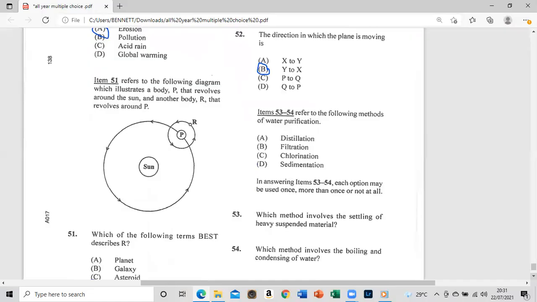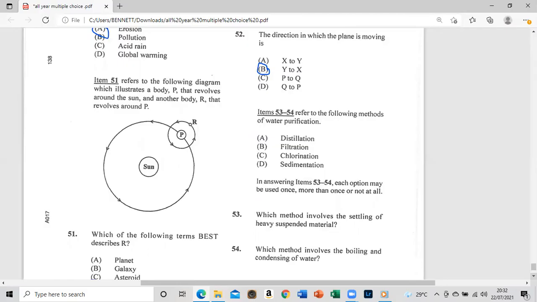So let's go on to 53. It refers to the following methods of water purification. Is it A, distillation, B, filtration, C, chlorination, or D, sedimentation? In answering items 53 to 54, each option may be used once or twice or not at all. So you can use it two times if you think of the answer.